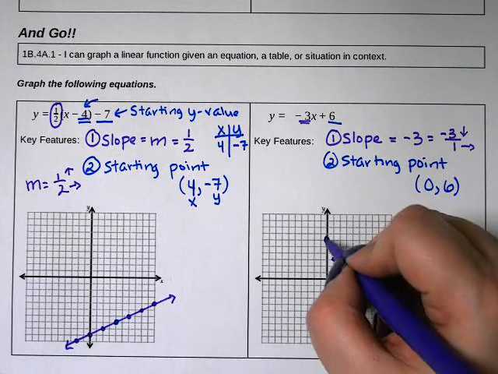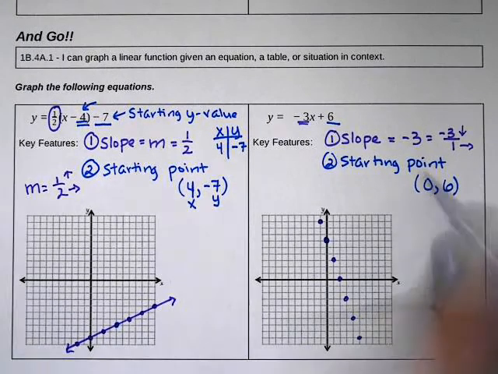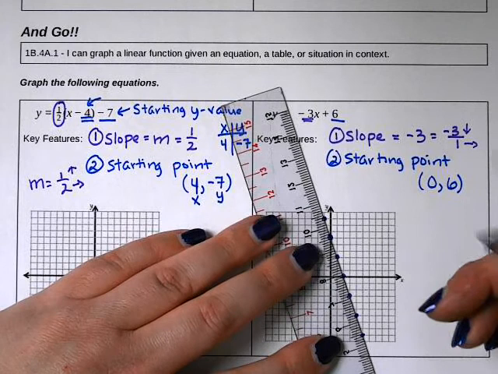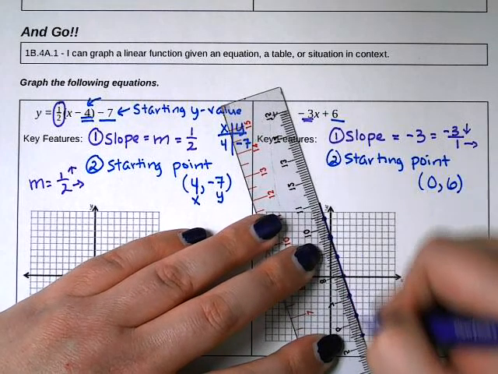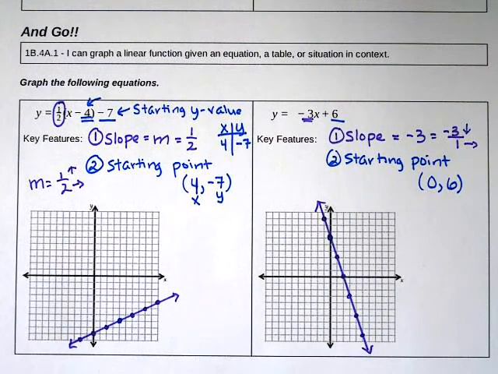Now what if I go the other way? So up 1, 2, 3, and left 1. So I can get one more point at least. And now I can draw my line through. Again, make sure you use your straight edge and draw arrows on your line so that you show it's going on for forever.